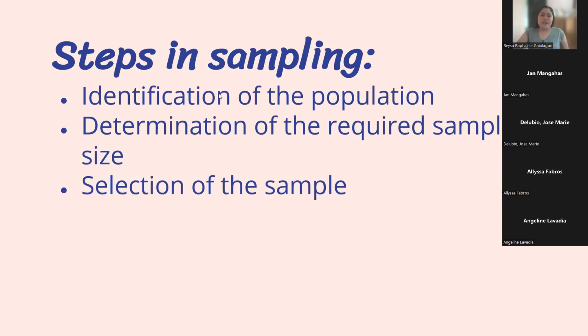So we have here the steps in sampling. How do we do that? Number one, of course, you have to first identify your population. In my example earlier, the fear-mongering study, their population was millennials. So they really exhausted every means to get the total number of millennials in General Santos City. And then another population is the residents of Barangay Kalumpang. Okay? So you have to be clear with that.